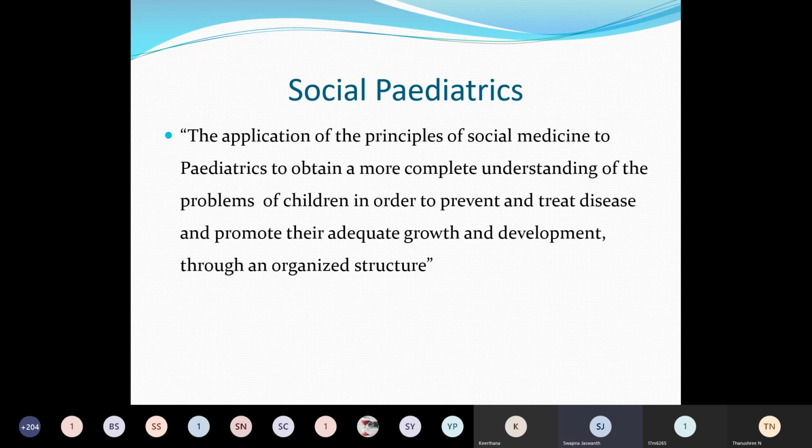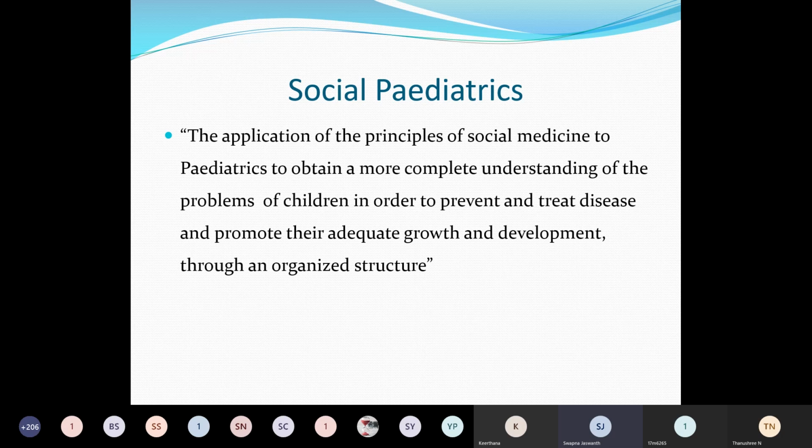Now what is social pediatrics? Social pediatrics is also a part of preventive medicine itself. So it is the application of the principles of social medicine to pediatrics to obtain a more complete understanding of the problems of children in order to prevent and treat and promote their adequate growth and development through an organized structure. So no more is pediatrics dealt with only as a sick child coming to an OPD and with immunization and so on.